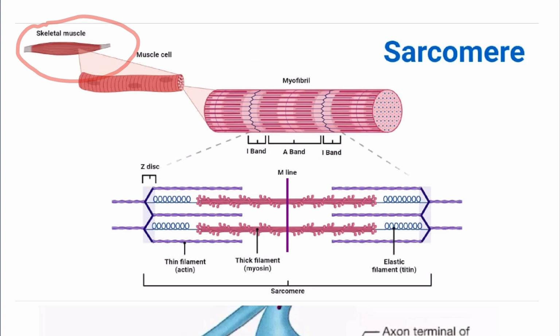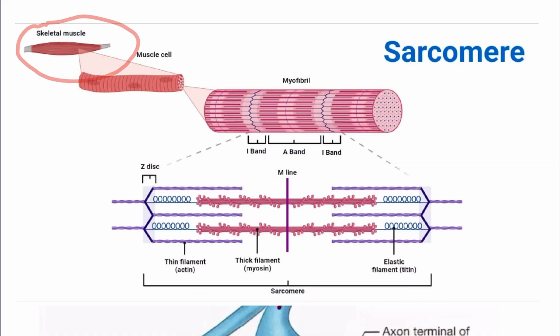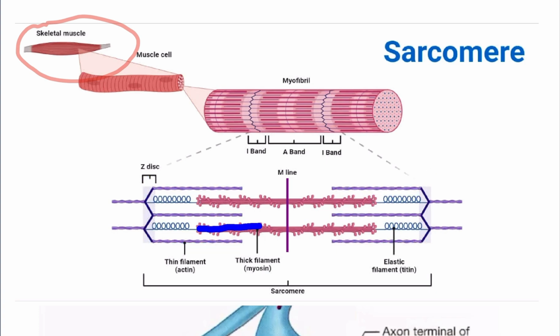So myofibrils are these contractile units. Each one of these little white guys is considered a myofibril, and they're positioned longitudinally within this muscle cell. And each one of these myofibrils contains what are known as sarcomeres. So sarcomeres are individual contractile units. It's where I have a Z line on this side and a Z line on this side. And then I have these things called thin filaments, which are made up of actin. So these are thin filaments. And then I have these thick filaments, which contain myosin.